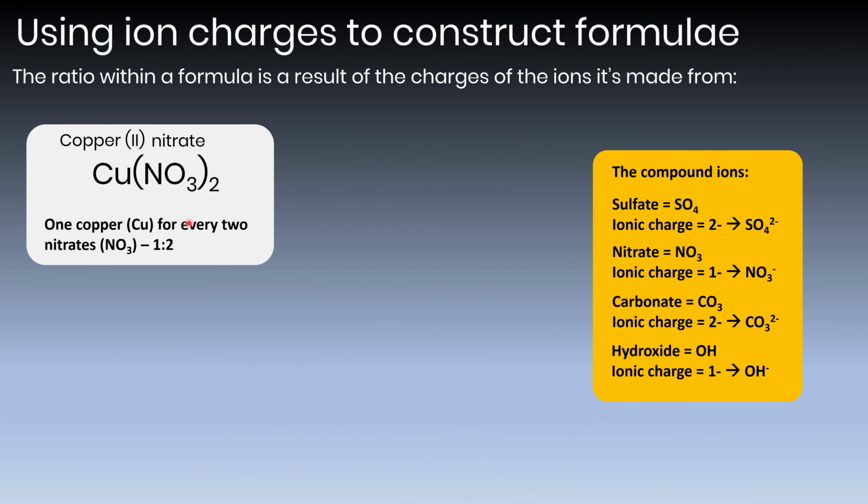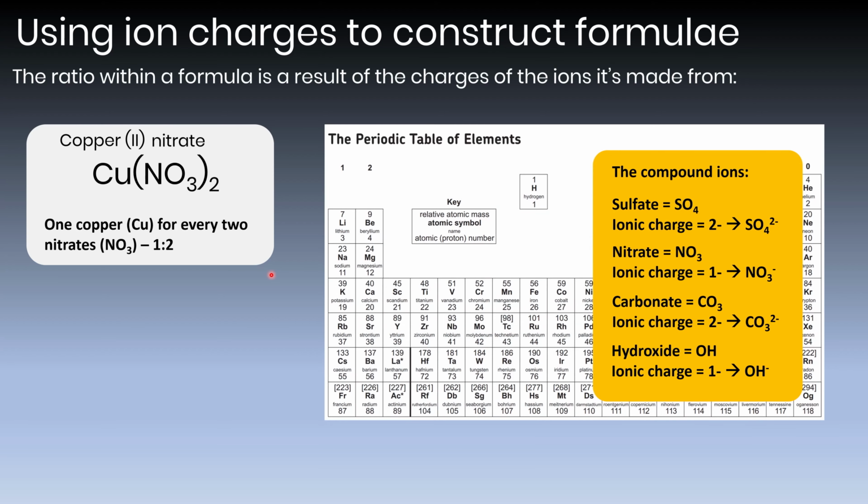Now let's look at copper nitrate, Cu(NO3)2. This compound has 1 copper for every 2 of the nitrate. Now, copper is a transition metal, so we can't find its group number on the periodic table because the transition metals aren't given group numbers. But you can imagine this little 2 here written after the copper to be basically the same as its group number. So that copper 2 there is actually copper 2+.